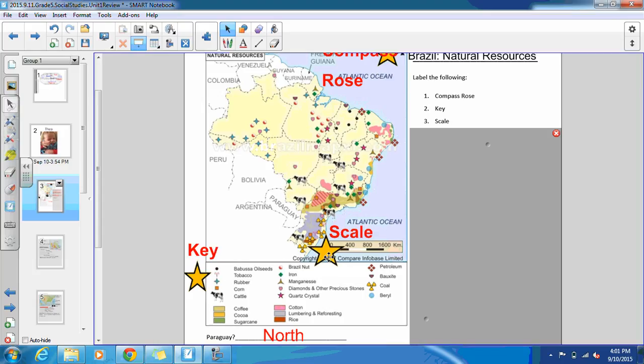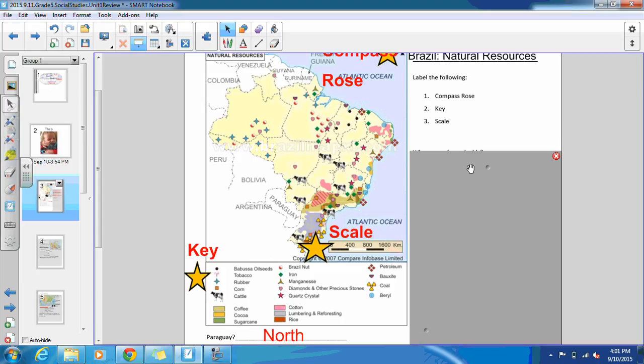And your scale. Your scale is going to measure distance, right? I see that one of these black bars is 400 kilometers. So if I look from this point in Paraguay, look at my cursor, to this point in Paraguay, that is about the same distance as this black line. So I know in real life, this part of Paraguay to this part of Paraguay is about 400 kilometers.